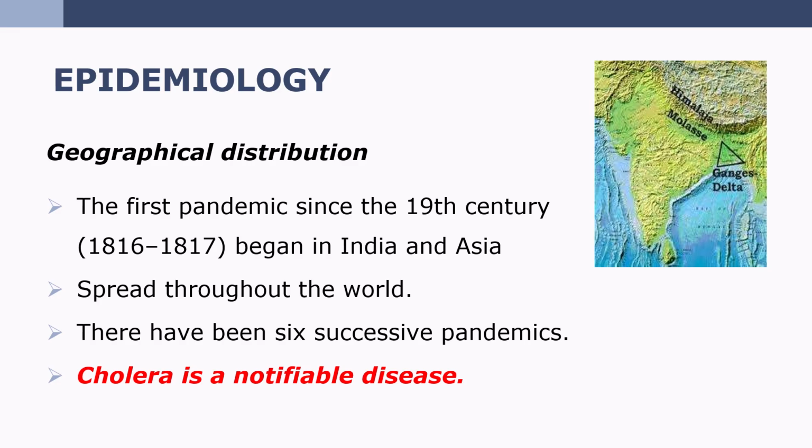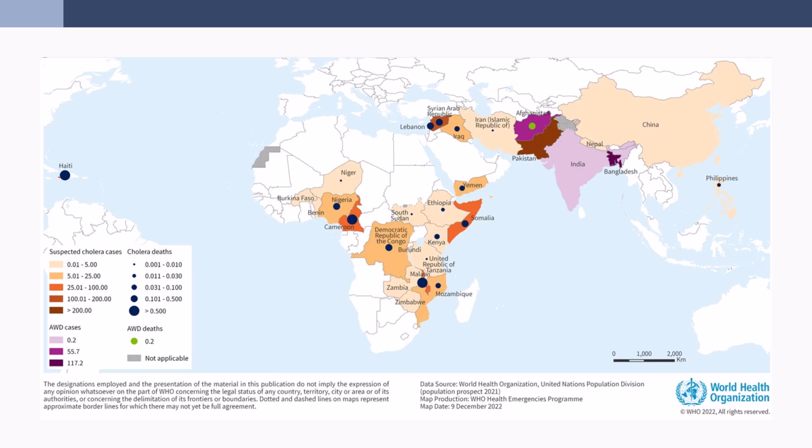The geographical distribution of cholera shows that this disease is not limited to a specific region. The first pandemic, which occurred in the early 19th century between 1816 and 1817, began in India and Asia before spreading throughout the world. Since then, there have been 6 successive pandemics, demonstrating cholera's ability to spread widely. Cholera is a notifiable disease. According to the World Health Organization, the global distribution of cholera shows a concentration of cases mainly in Africa and Asia, with a higher burden in resource-limited countries. This distribution reflects inequalities in access to safe drinking water and sanitation.